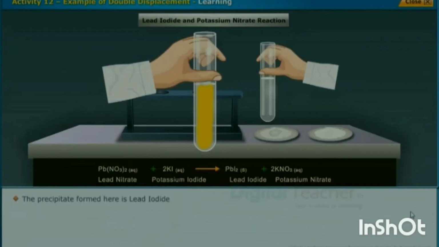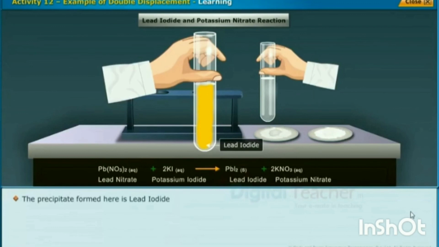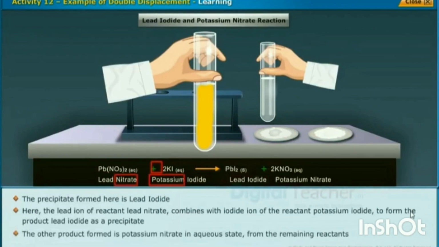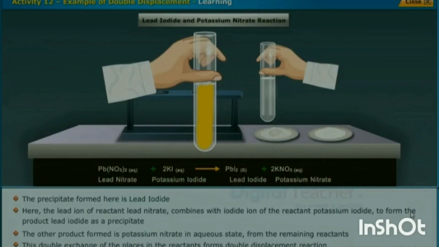The precipitate formed over here is of lead iodide. Lead nitrate combines with iodide ion of reactant potassium iodide to form the product lead iodide as a precipitate, which is insoluble. The other product formed is potassium nitrate in aqueous state from the remaining reactants. This double exchange of the places in reactants forms double displacement.